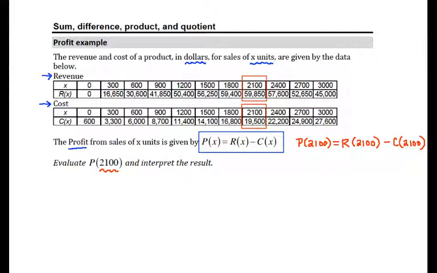so that P of 2100 is equal to 59,850 minus 19,500, which comes out to be 40,350.